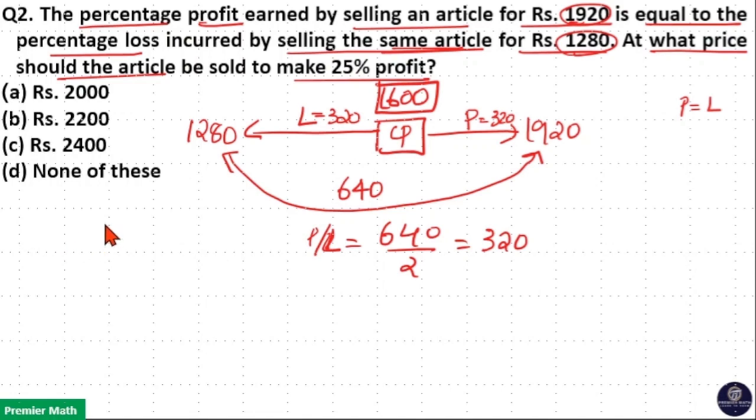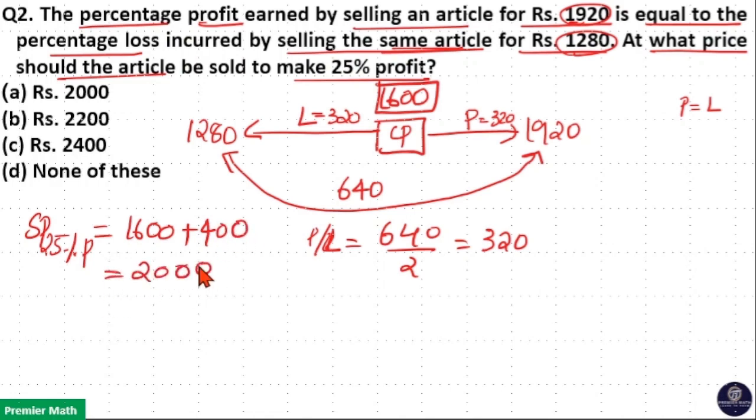Now 25% of 1600 is 1 by 4 of 1600. So selling price to get 25% profit is equal to 1600 plus 1 by 4 of 1600, or 25% of 1600, which is equal to 400. So which is equal to 2000. Option A is your answer. Here 25% of 1600 is 1 by 4 of 1600, which is equal to 400.